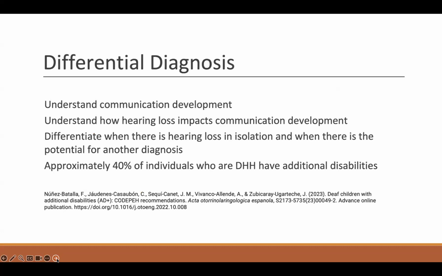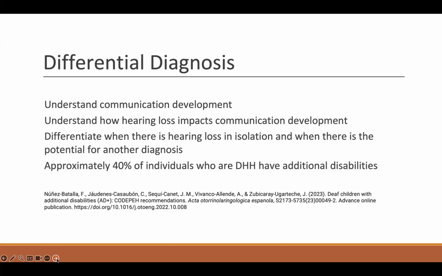Now, I did mention differential diagnosis. And so, one of the things that we might need to be able to look at is how hearing loss may look different than someone with another potential diagnosis. There is a time when speech language pathologists have to be able to understand both hearing and hearing losses, as well as they have to understand other diagnoses that may exist and be able to look at what are similarities and what are differences.